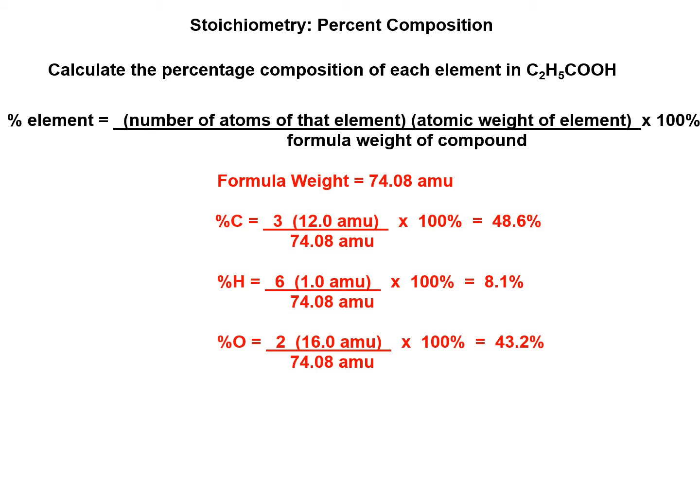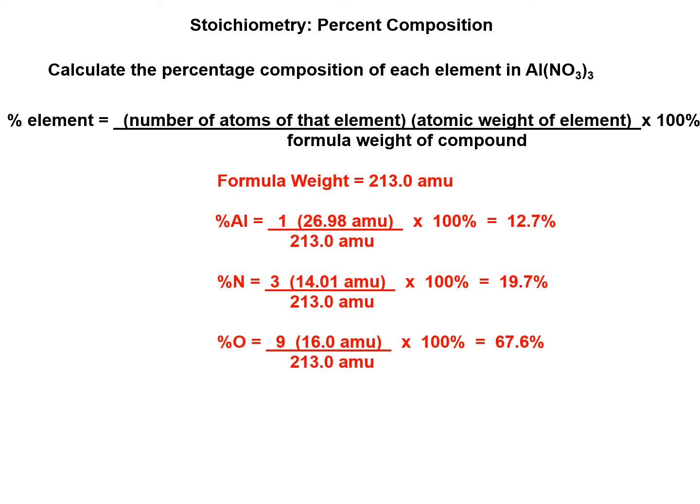Another example, we look at methyl acetate. The formula weight is 74.08. We have 3 carbons. We have 6 hydrogens and we have 2 oxygens. We times those by the atomic mass units and divide them by the formula weight. And we end up with 48.6 plus 8.1 plus 43.2. This comes to 99.9%. Again, it was just a matter of rounding. Towards the end, it essentially is 100%.